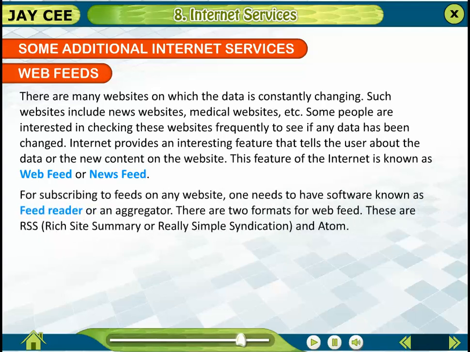For subscribing to news feeds on any website, one needs to have software known as feed reader or an aggregator. There are two formats for web feed. These are RSS, Rich Site Summary, or Really Simple Syndication, and Atom.